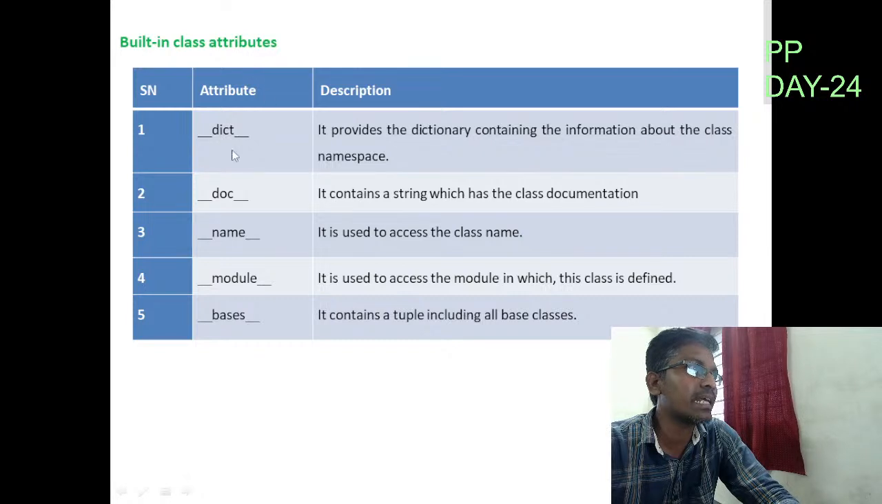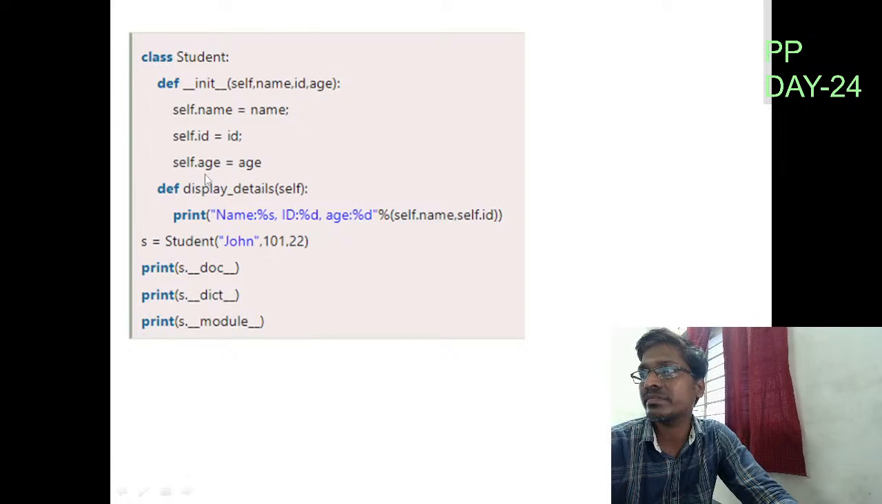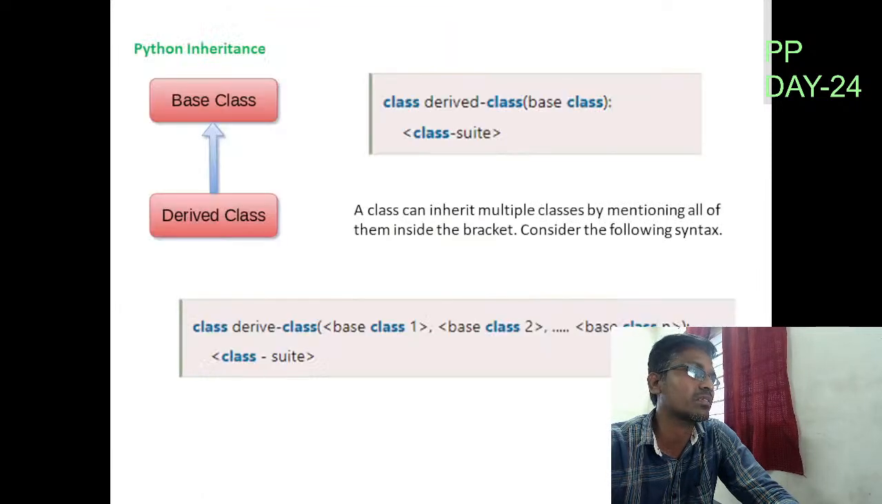And these are the built-in class attributes: underscore underscore dict, underscore underscore doc, underscore underscore name, underscore underscore module, underscore underscore bases. They are the built-in class attributes in the class. This is an example. You have to display doc, dict, and underscore underscore module.